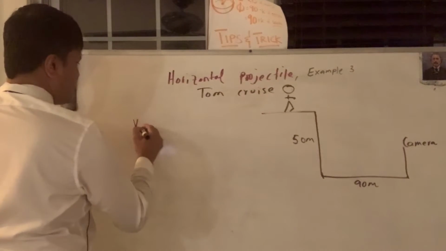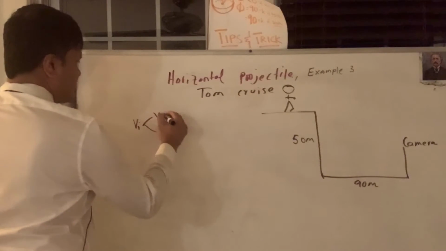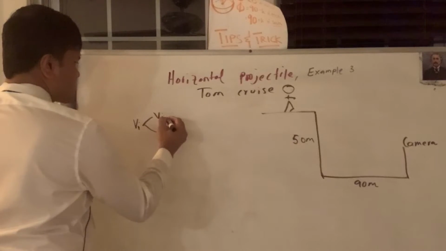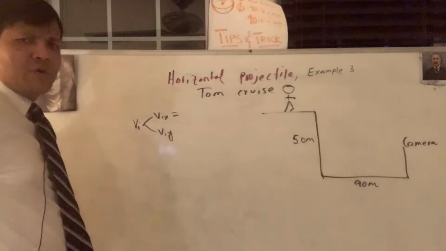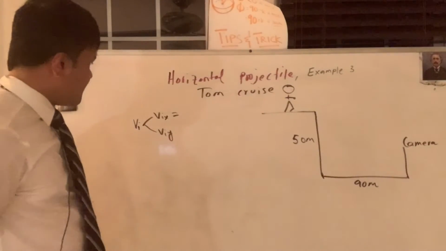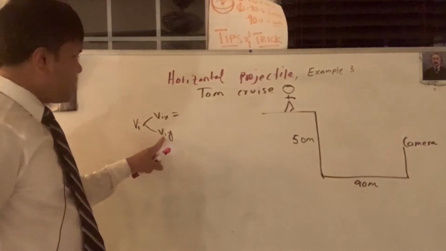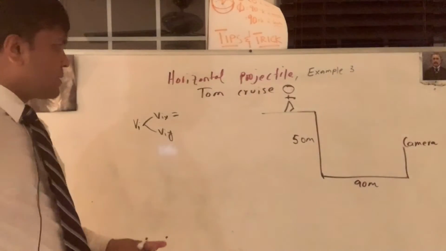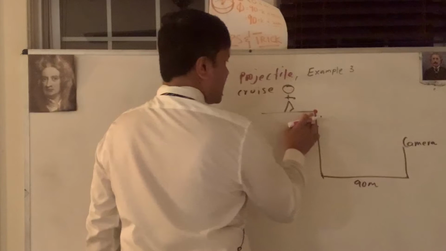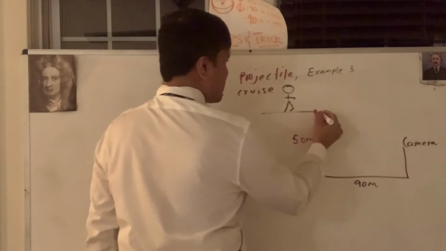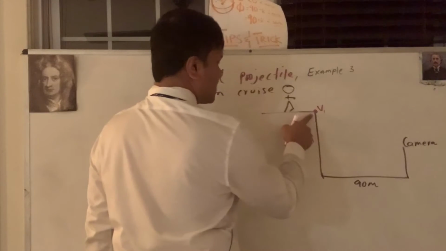We want to know the initial velocity, which has two components, vi x and vi y. We want to know vi x. We don't know it. We know vi y. Let's say this is location 1. At location 1, this is the initial velocity.